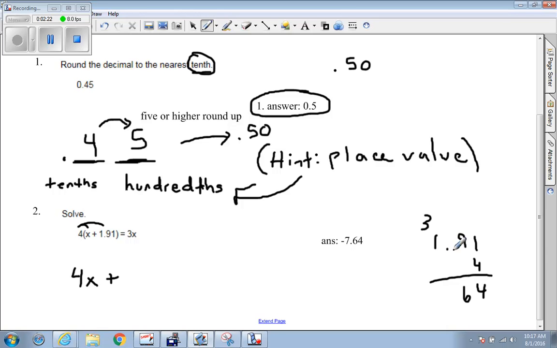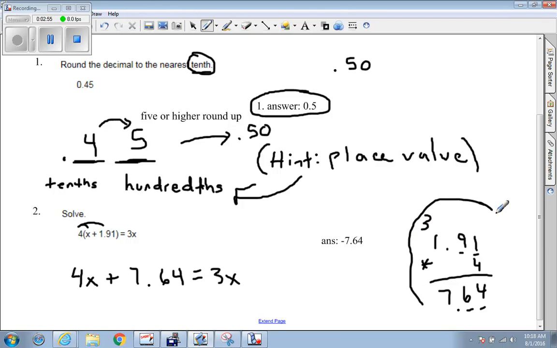Remember, you ignore the decimal and do that later. So 9 times 4 is 36. Put the 6, carry the 3. 4 times 1 is 4, plus 3 is 7. And then count 2 digits behind the decimal point. So 7.64, I'm going to record that, equals 3x. All of this marginal work where I was multiplying, I just keep off on the side.